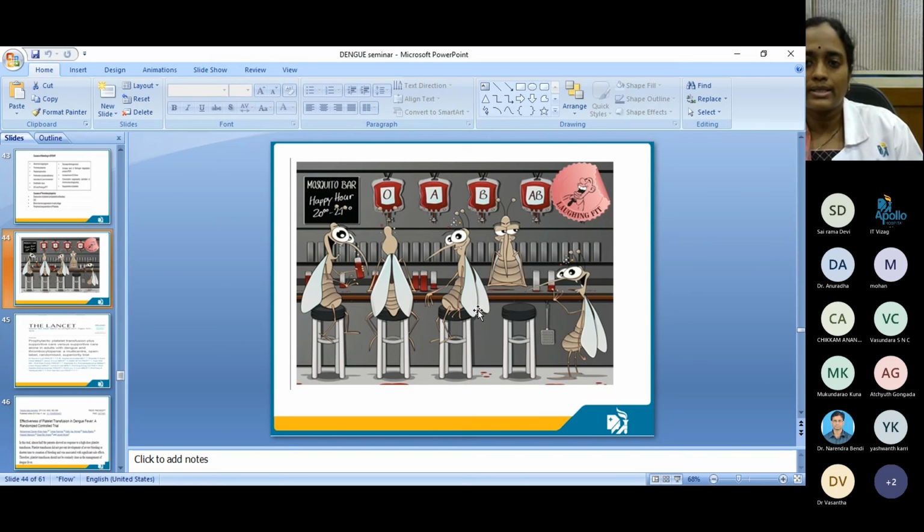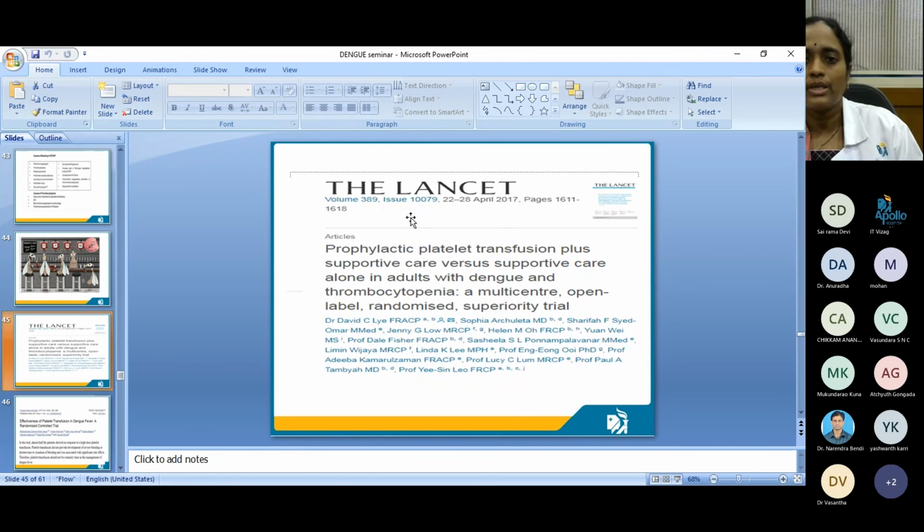So what is the evidence telling us? This is a trial published in the Lancet in 2000, which compares prophylactic transfusion plus supportive care versus only supportive care in adults with dengue and thrombocytopenia. It was a multi-center, open-label, randomized trial, with prophylactic platelets plus supportive care in one group and only supportive care in the other group. There is no difference in the outcome, no difference in mortality, and prophylactic platelet transfusion has no role in dengue.